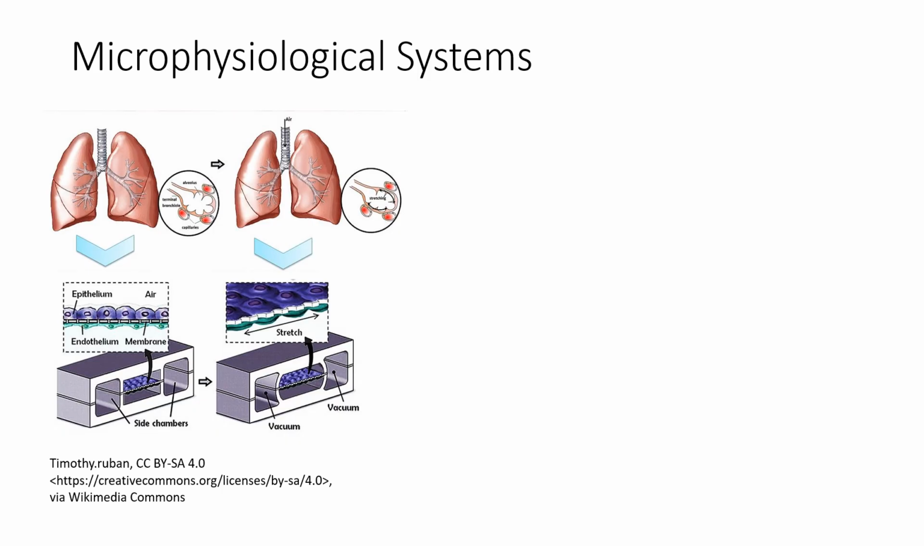Microphysiological systems are a rapidly growing device category that try to replicate the environment in the body so that cells can behave more naturally. In this example, cells are grown in a sheet that has air on one side and liquid on the other to mimic the environment of cells in the lungs. These cells are also stretched to mimic the mechanical strains experienced in biological lungs as a person breathes.